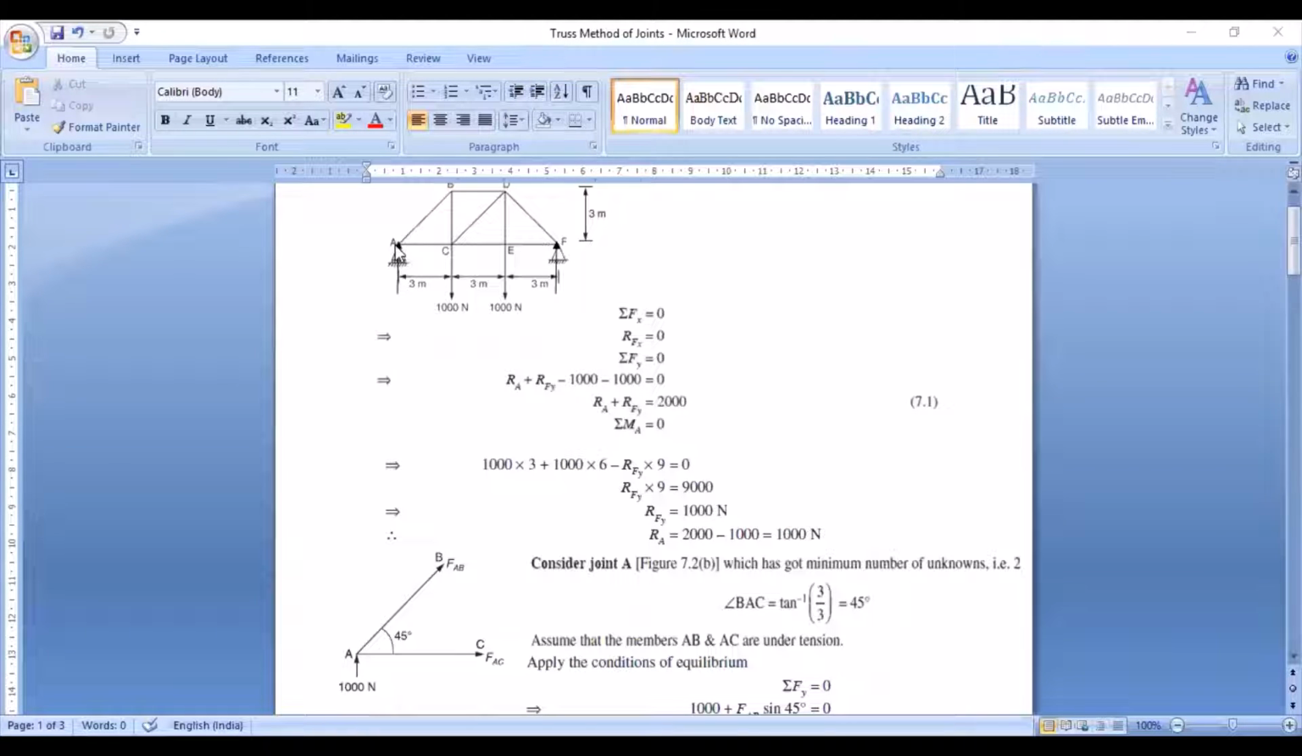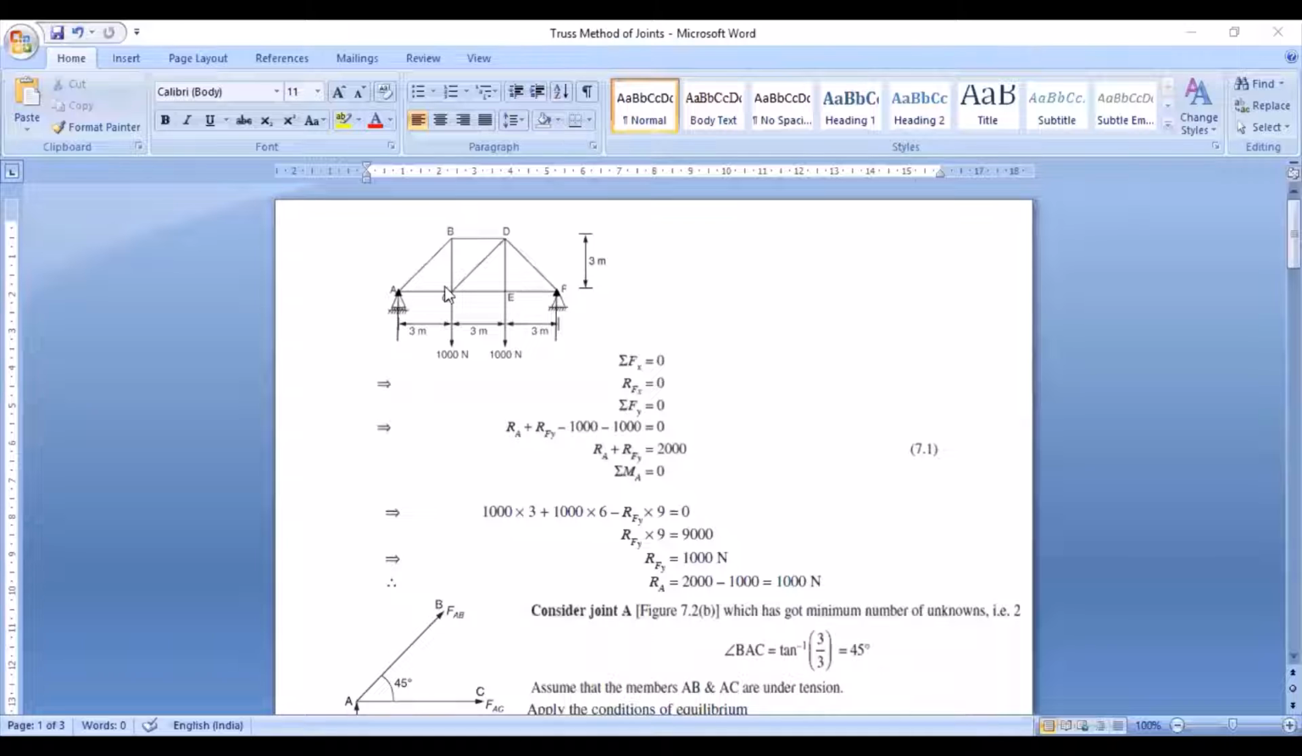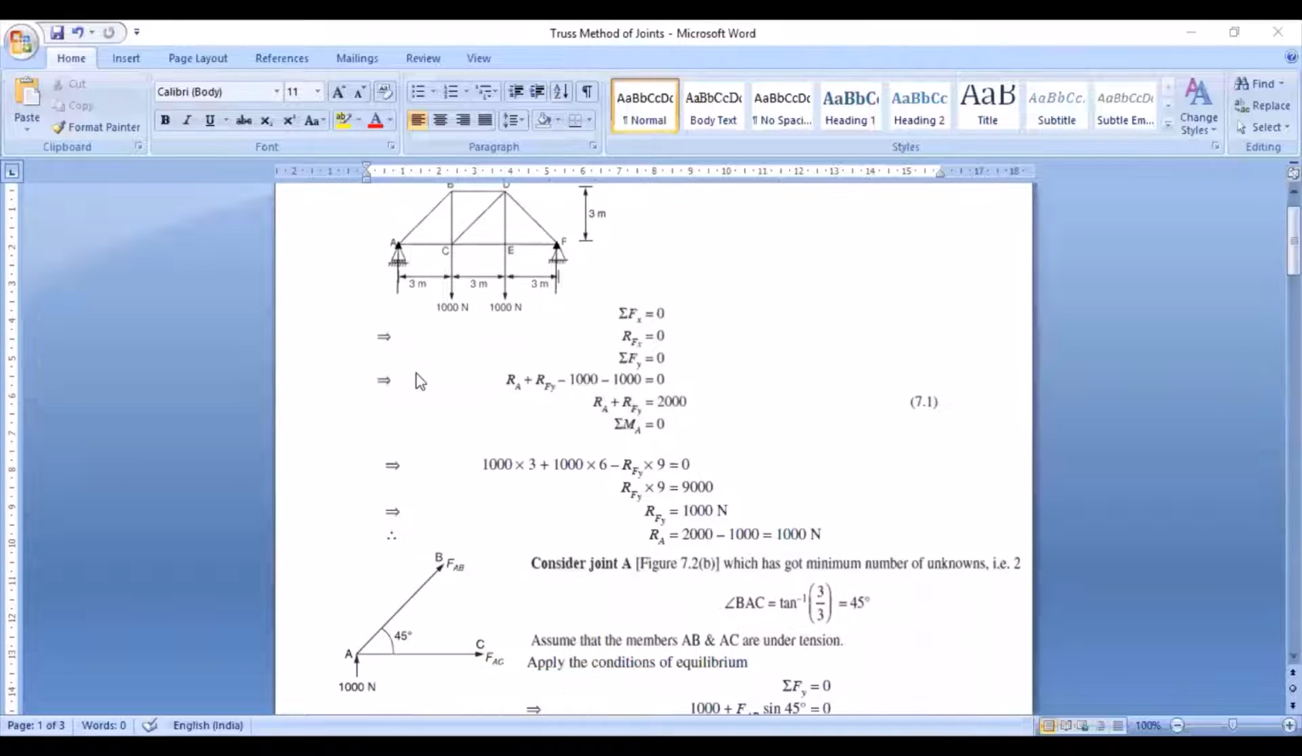If I take joint A, this joint A is connected with two members, that is AB and AC, and one reaction. So I'm going to show that. This is my joint A. There is a reaction whose magnitude I have already calculated, that is 1000 Newton. You have a member AC and a member AB. So I have shown two members along with one reaction.